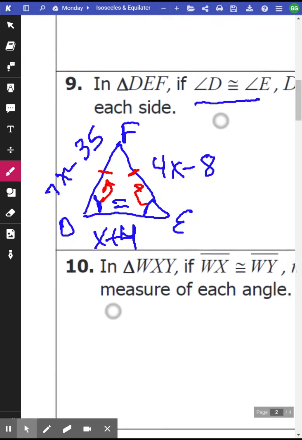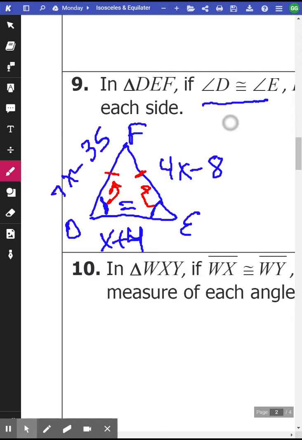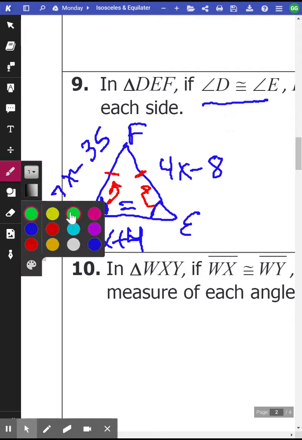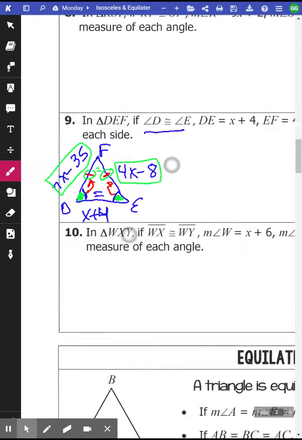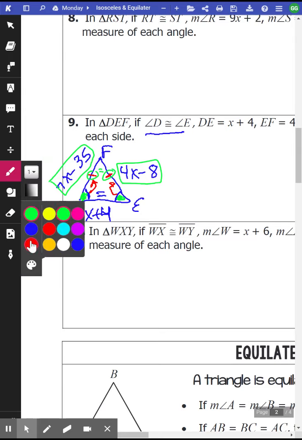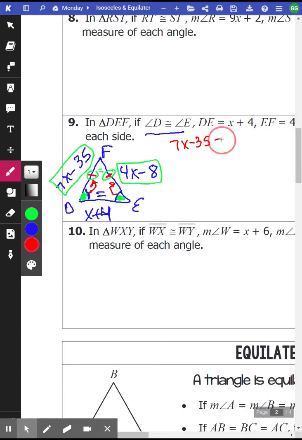So I'm going to look at the drawing. So here I have these two angles right here that are equal. That means they're telling me that these two sides are equal. I know this side is measured 4x minus 8. I know this side is measured 7x minus 35. Because of the two markings, because of the converse of the isosceles theorem, these two are equal. So I can say 7x minus 35 equals 4x minus 8.